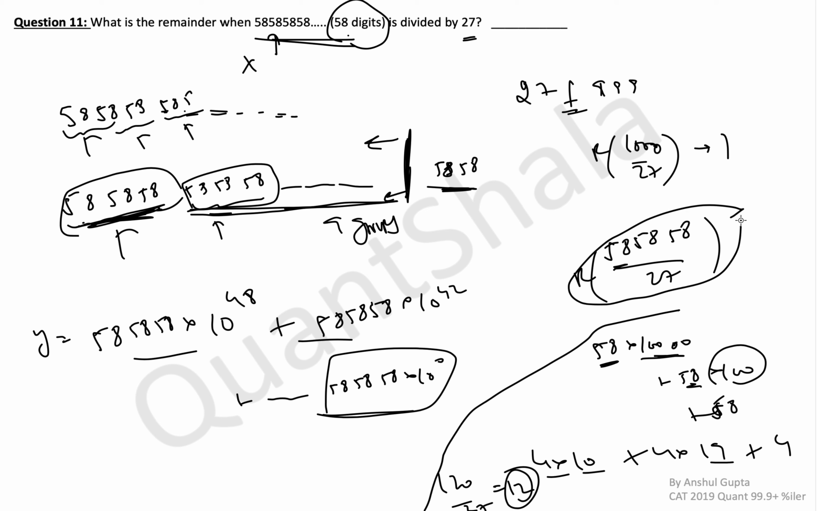Because the goal is to calculate that. I can calculate it in a different way, you can calculate it in a different way, but it has to be efficient. Okay, so the final remainder of this is 12. So this you get 12.